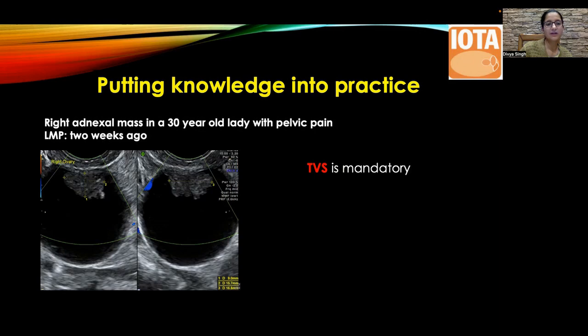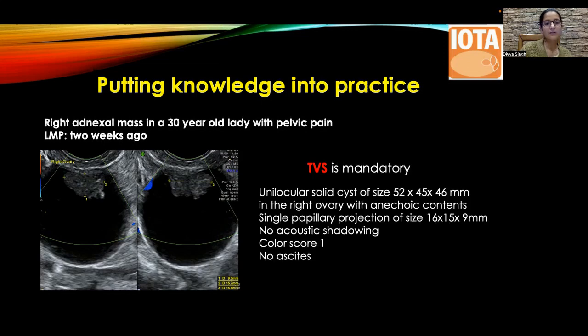So this is an example of a right adnexal mass seen in a 30-year-old lady who presented with pelvic pain, and she had her last menstrual period 2 weeks ago. Now remember, when you're trying to assess an adnexal mass using IOTA terminology, all this terminology, these rules, descriptors, are based on the visualization of adnexal masses by transvaginal high-resolution ultrasound. So whenever you're assessing an adnexal mass, your examination is incomplete unless you have performed both a transabdominal and a transvaginal scan. As you can see here, these are transvaginal images of the adnexal mass in this 30-year-old lady with pelvic pain.